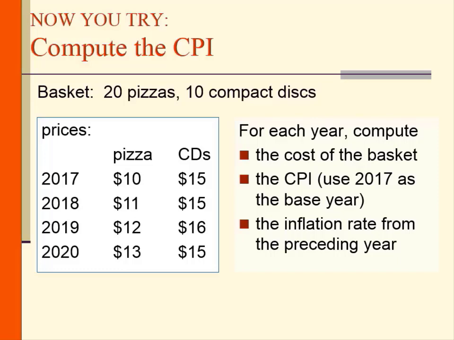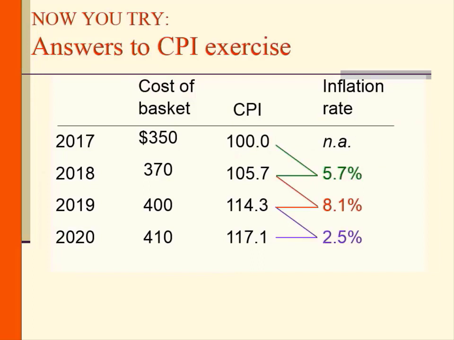Once you calculate those, you use the cost of the basket with the CPI formula we just saw to calculate the CPI for each of the years. If you use those formulas, you get these numbers. These are the answers: the cost of the basket for each of the 4 years, and the CPI based on the formula. And then the inflation rate is going to be the percent change in CPIs from one year to the next. So that's going to be 5.7% from 2017 to 18, 8.1% from 2018 to 19, and then 2.5% from 2019 to 20.